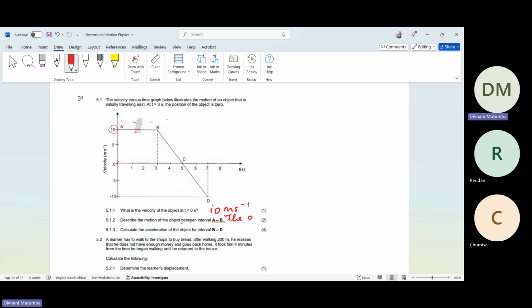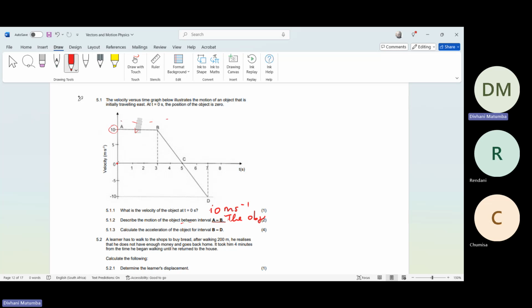All right, Rendani, do you have any take? What is your approach on this question? Describe the motion of the object between A and B. I was going to say, from A to B, the velocity remains constant at 10 meters per second moving towards the east. Yes, that's what I was looking for.